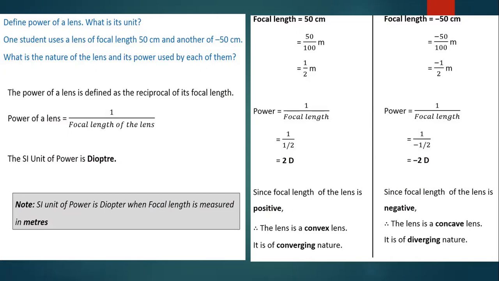To find out power, you have to do 1 by focal length. So 50 centimeter is nothing but half meter. Use that, you will get the type of power. 2 diopter, -2 diopter. If it is positive, it is a convex lens. If it is negative, it is a concave lens.